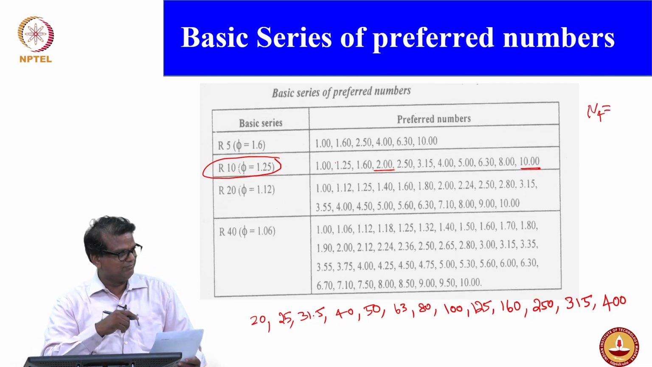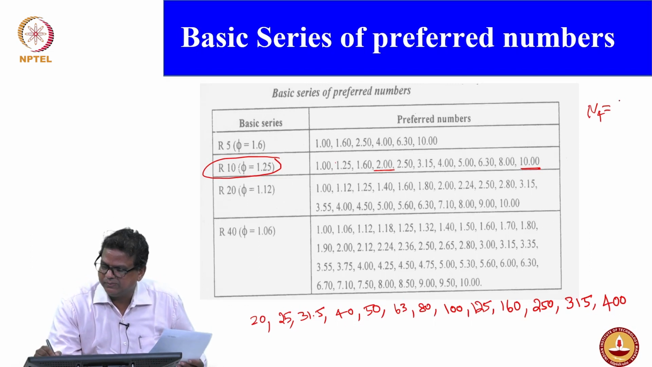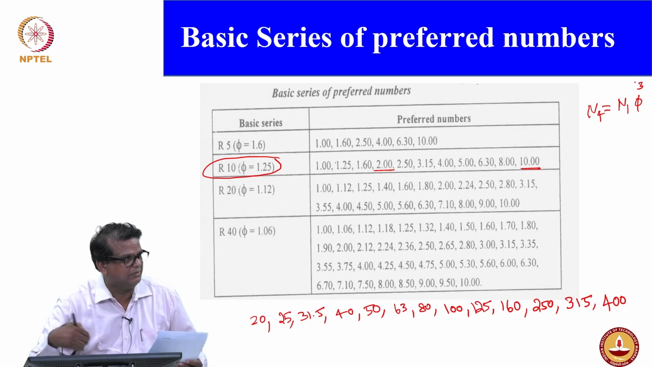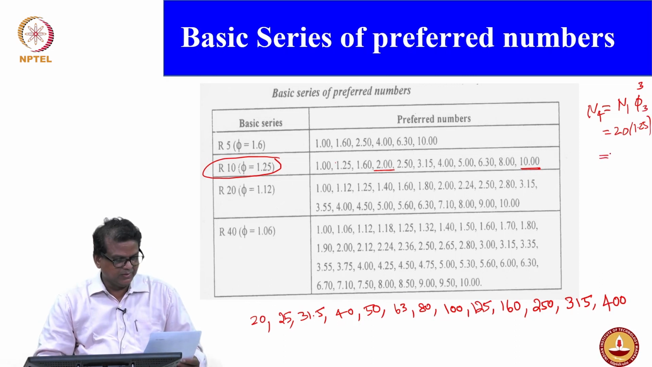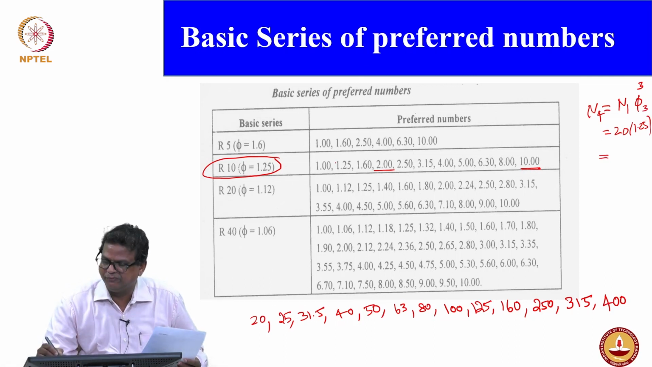Your n1, right? n1 times psi power of 3, because that's a thing. So n1 would be 20 rpm. Okay, this should be 1.25 power of 3. Can you tell me what speed you would expect here? 40. Am I right? Yeah, should be 40.